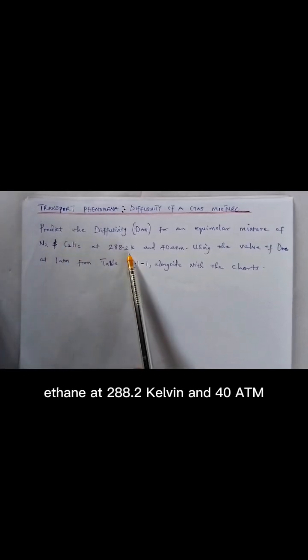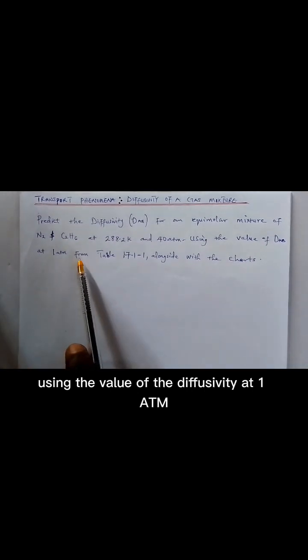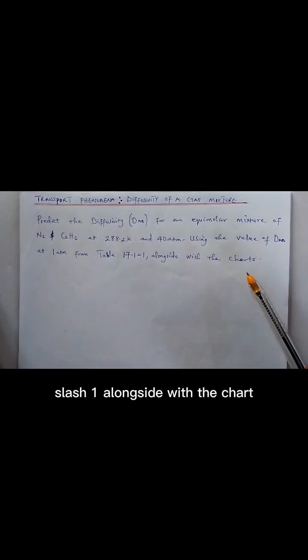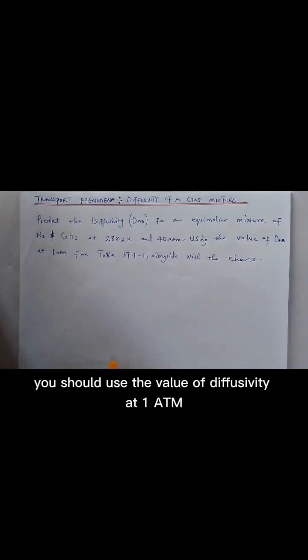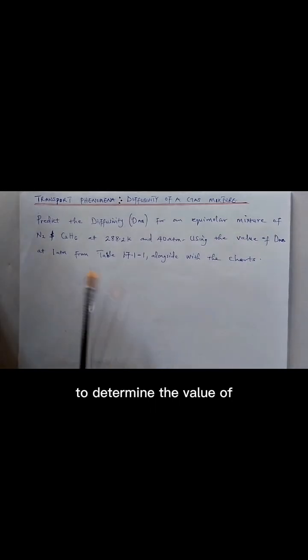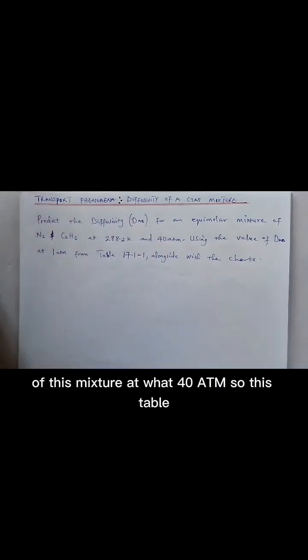So here is the next question, which states: predict the diffusivity for an equimolar mixture of nitrogen and ethane at 288 Kelvin and 40 atm, using the value of diffusivity at 1 atm from table 17.1 alongside the chart. So what they are insinuating is we should use the value of diffusivity at 1 atm to determine the value for this mixture at 40 atm.